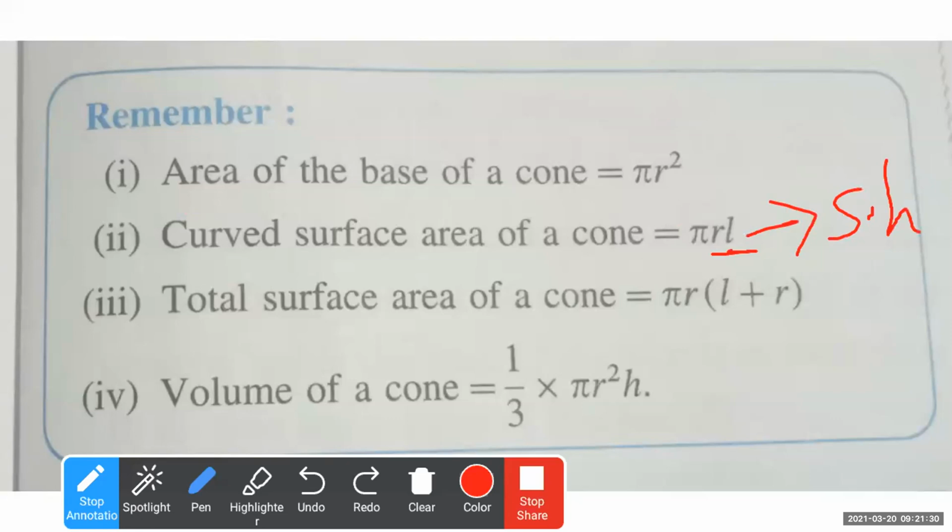Then the total surface area of a cone, that is the full surface area, is pi r (l + r). Then the volume of a cone is equal to 1 upon 3 pi r square h. These are the formulas we will be using for solving the sums. The only difference is the L, that is the slant height. Otherwise, the remaining concepts, that is r, h, pi, everything is similar to what we have done with the cuboid, cube and the cylinder.